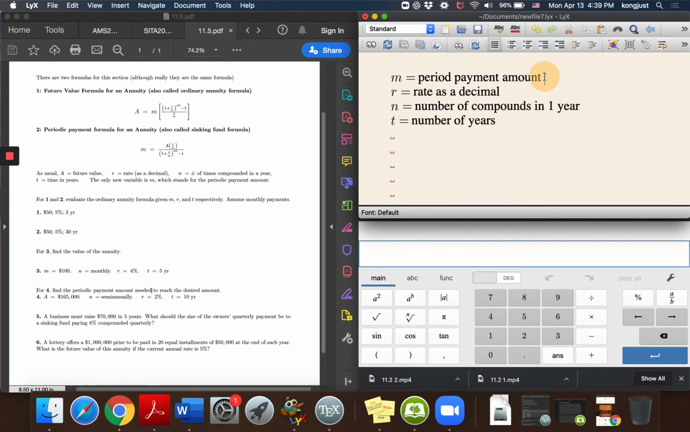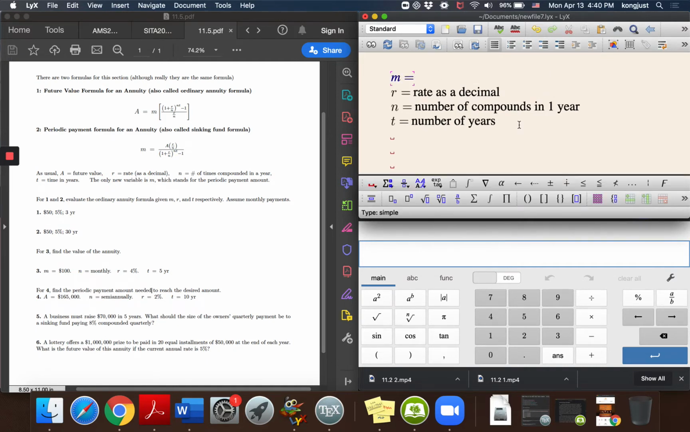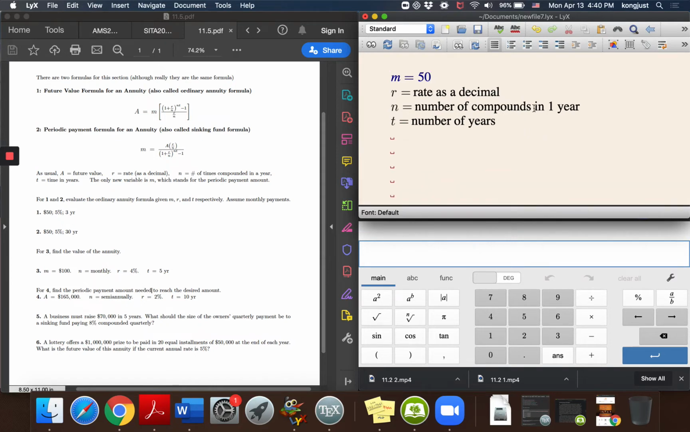Alright, so let's get started. Telling us the numbers in order. So the first number they're telling us is the M value. That means you're depositing $50 per interval. 5% is our interest rate, so as a decimal it's 0.05. Okay, and N is 12 because it says assume monthly payments. So that means 12 times in 1 year, and then this is for 3 years. All right, so these are my variables, right?